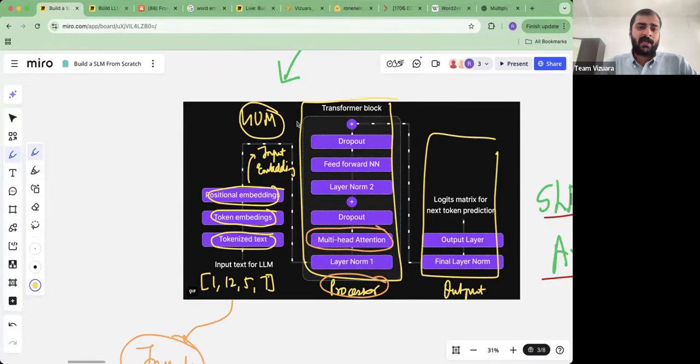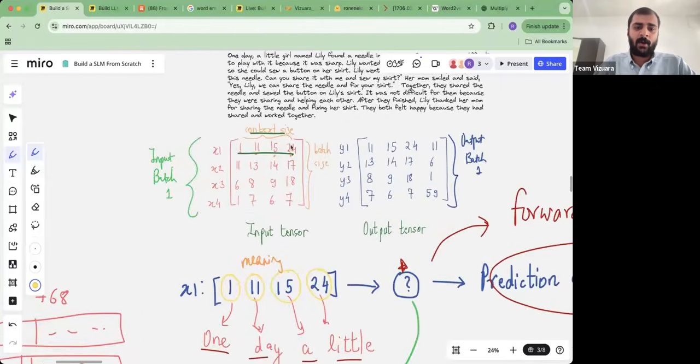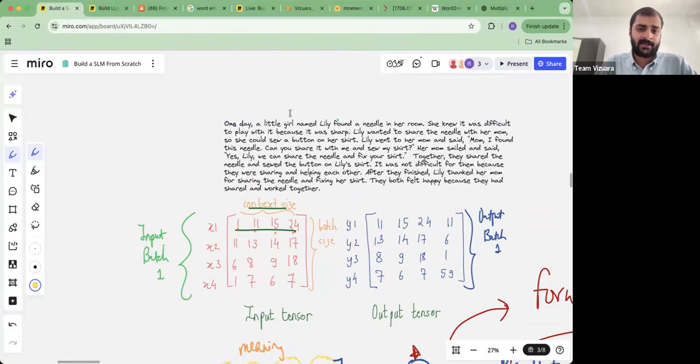Context window and batch size are very different from each other. If you remember from yesterday what we have seen, context size is the number of columns, and batch size is the number of rows when we are looking at creating input and output pairs.